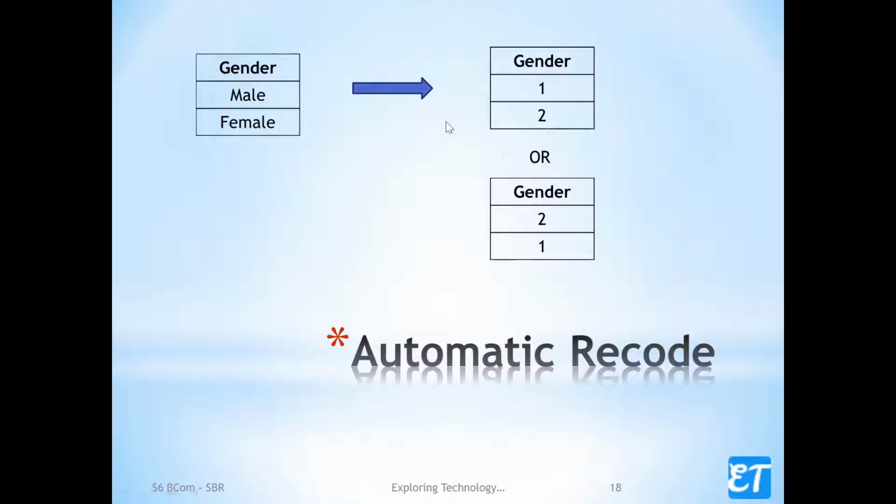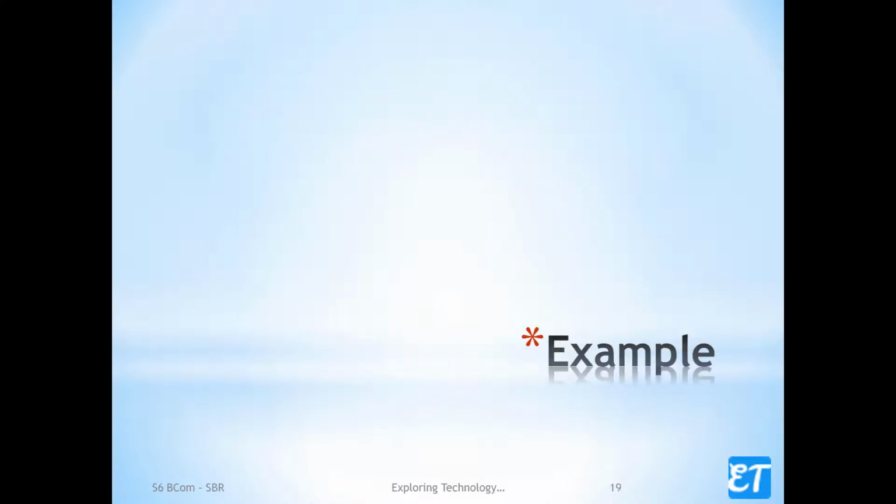Okay, so either we can convert male to 1 and female to 2, or vice versa, male can be given value 2 or female can be given 1. So this process happens automatically. This is known as automatic recode. So let us see an example.